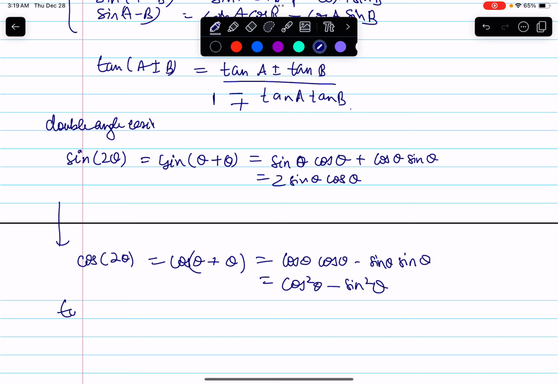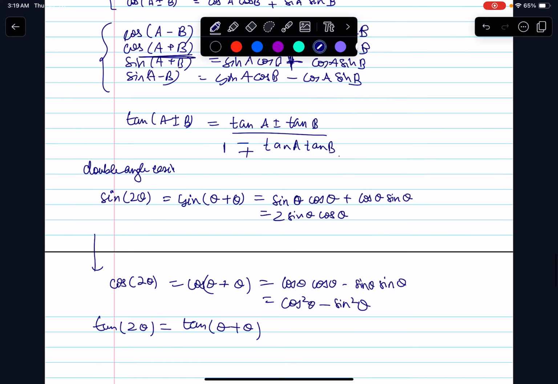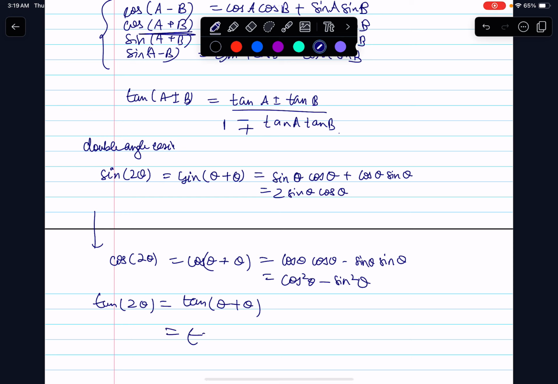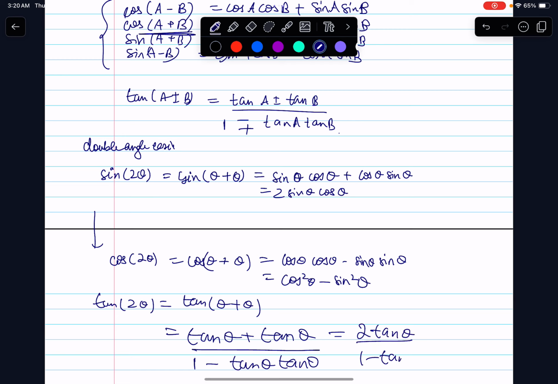And then similarly, tan of 2 theta is just tan of theta plus theta. And so we see that, tan of a plus b, so this should be tan of theta plus tan of theta, and then this is 1 minus tan of theta times tan of theta. And so this simplifies to be 2 times tan of theta divided by 1 minus tan squared theta. Okay?